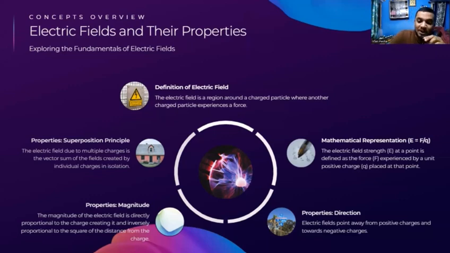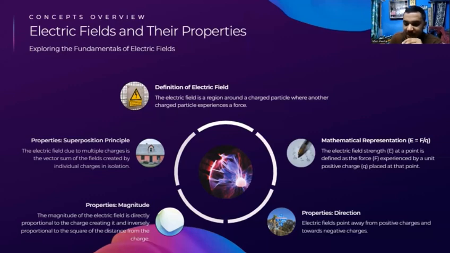Then the other property is magnitude. The magnitude of the electric field is directly proportional to the charge creating it and inversely proportional to the square of the distance from it. This is a simple formula. The mathematical expression is E equals F by Q, where F is the force, Q is the charge, and E is the field strength.